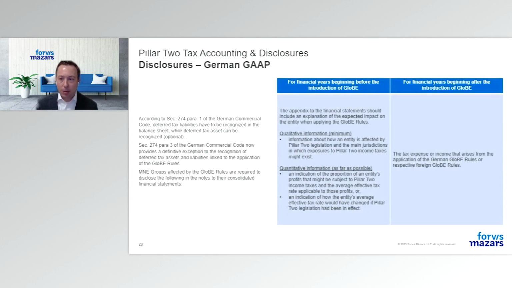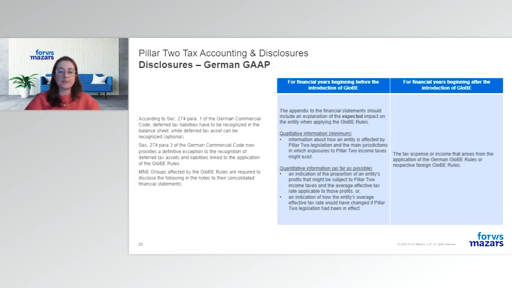And back over to Elizabeth for German GAAP. Yes, thank you. So generally speaking, under German GAAP regarding deferred taxes, deferred tax liabilities have to be recognized in the balance sheet, while deferred tax assets can be recognized. That's optional. And that section was amended in Germany, saying that there is an exception to the recognition of deferred tax assets and liabilities linked to the application of the GloBE rules.